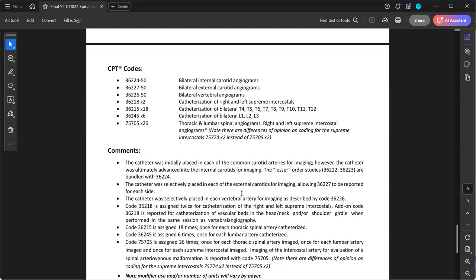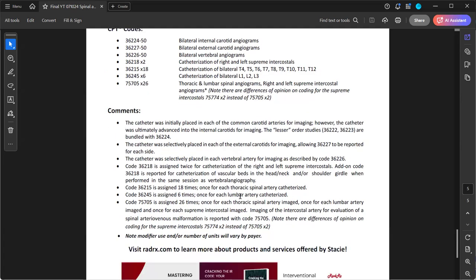And then again, the 36218, we used that because the add-on code 36218 is reported for catheterization of vascular beds in the head or neck and or the shoulder girdle when performed in the same session as vertebral angiography. That is actually the language that I mentioned that is in CPT. So that is why we did that.